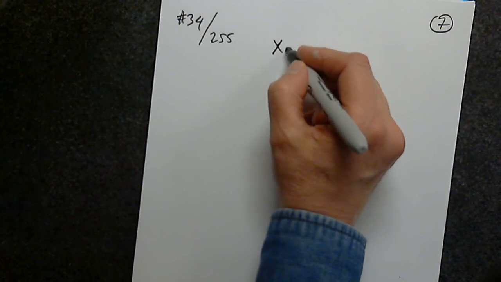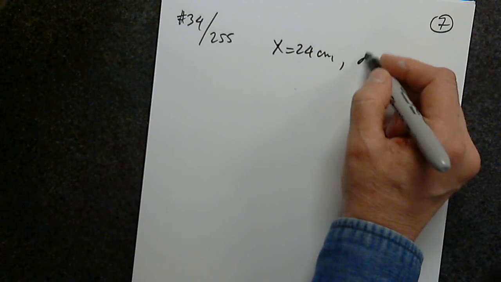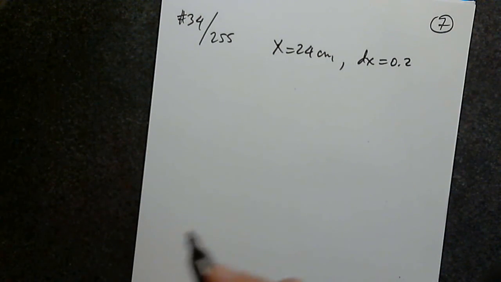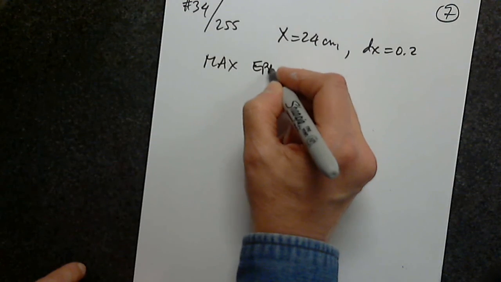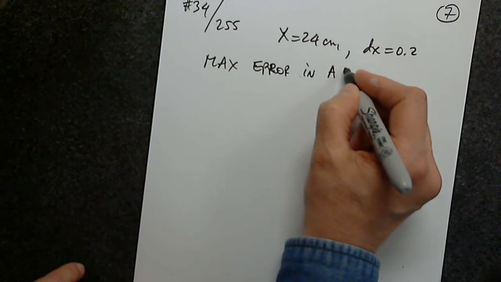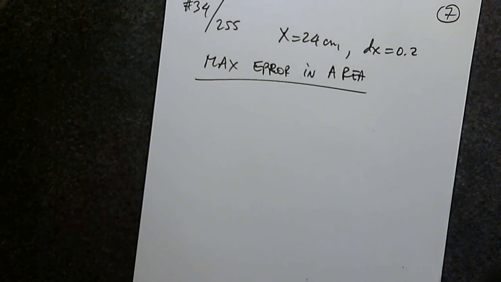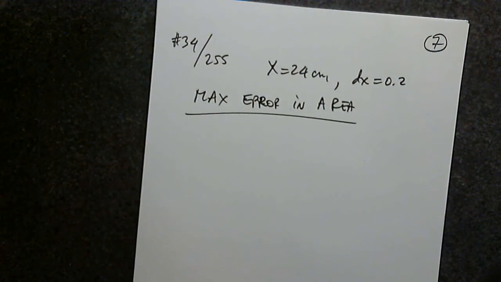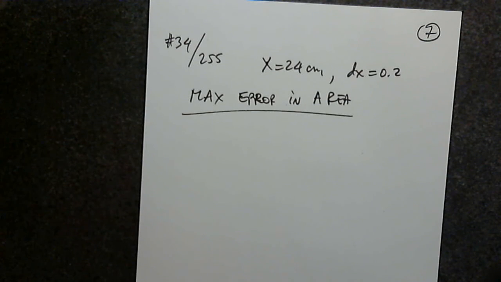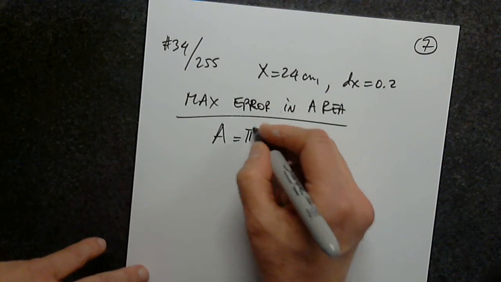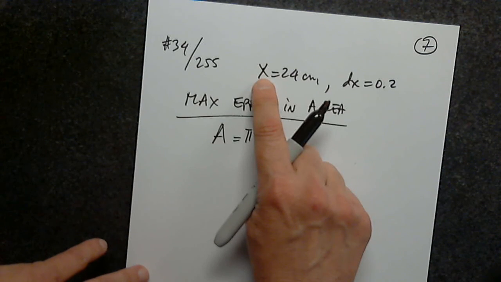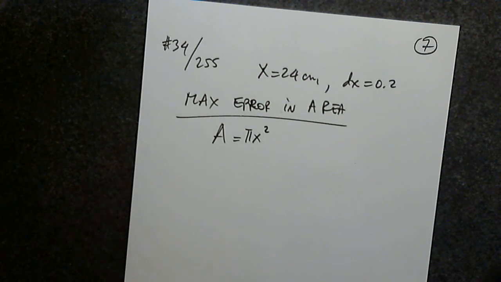So we have x equals 24 centimeters. We have dx, which is 0.2, and they want to find the maximum error in the calculated area of the disk. Max error in area. I can't determine anything about a function if I don't have the function. So what is the area of a disk? Since we are denoting the radius by x, I'm going to use x with your permission.